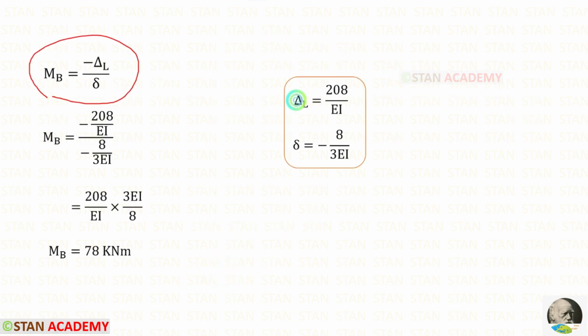In this formula, we have found delta L and delta. Let us apply both of them. We can eliminate negative and negative. Finally, for MP, we will get 78 kilonewton meter. We have got a positive value. That means our assumption is correct. MP is a hogging moment.